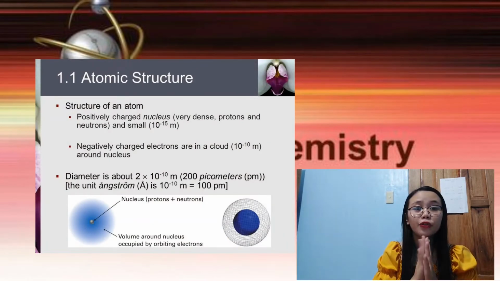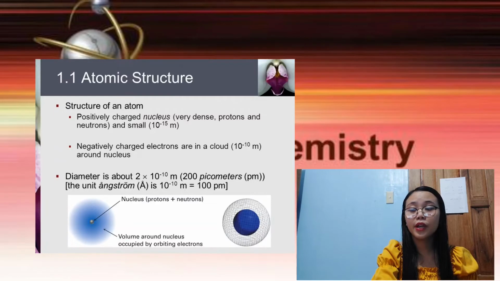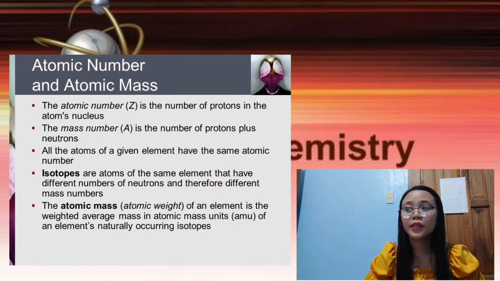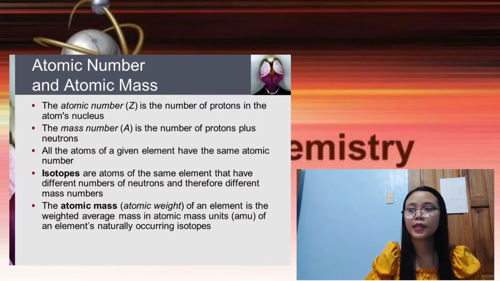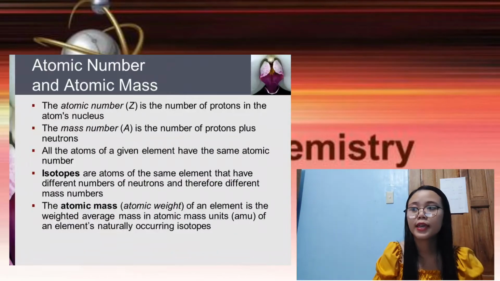Okay, structure of an atom: a positively charged nucleus, very dense, with protons and neutrons. Negatively charged electrons are in a cloud around the nucleus. And now let's learn about the atomic number and atomic mass. Atomic number Z is the number of protons in the atom's nucleus. The mass number A is the number of protons plus neutrons.